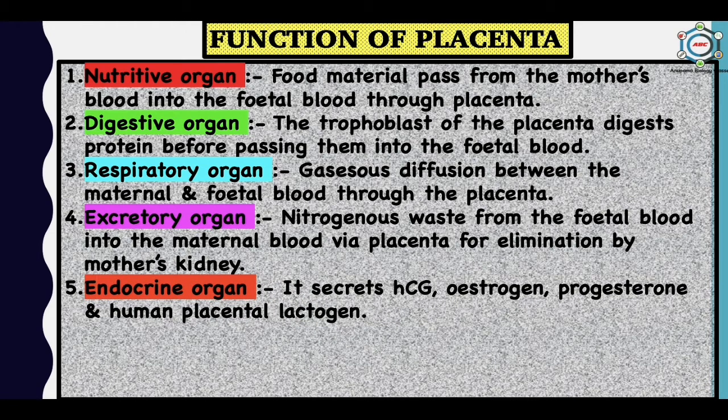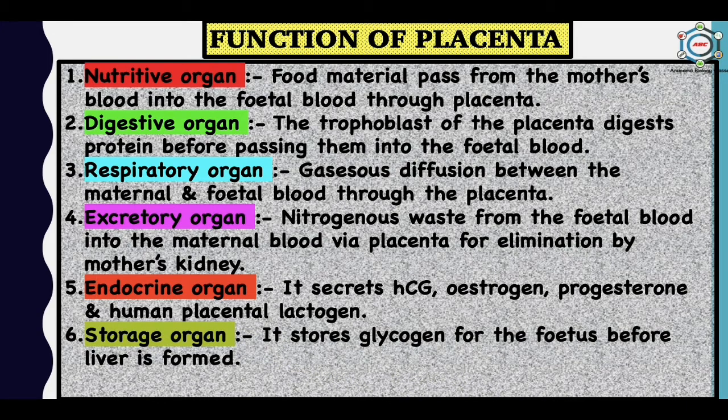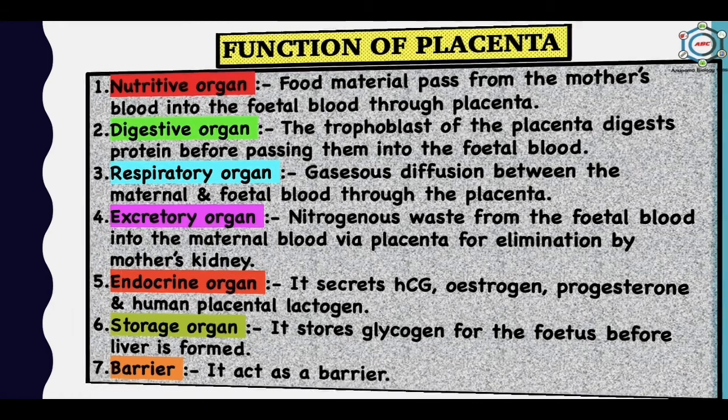It secretes HCG, estrogen, progesterone, and human placental lactogen. It stores glycogen for the fetus before the liver is formed. And the last is barrier. It acts as a barrier, but many substances pass from the mother to the fetus via the placenta and cause abnormal development in the developing embryo or fetus. Such substances are called teratogens. So these are the functions of the placenta.